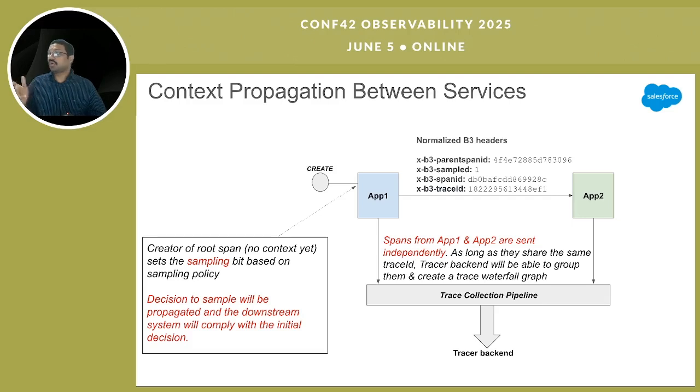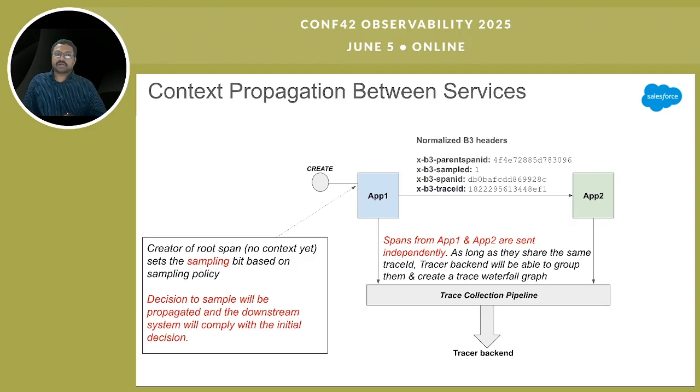Now, how does context propagation happen? Each of the spans that the services emit needs to be tied up to the same trace ID. That happens through context propagation through transport headers. Consider this example where application 1 is talking to application 2. Say it's an HTTP post call. As part of the post call, it will send in some headers. We at Salesforce today use B3 headers for legacy reasons, but you can use OpenTelemetry headers as well.